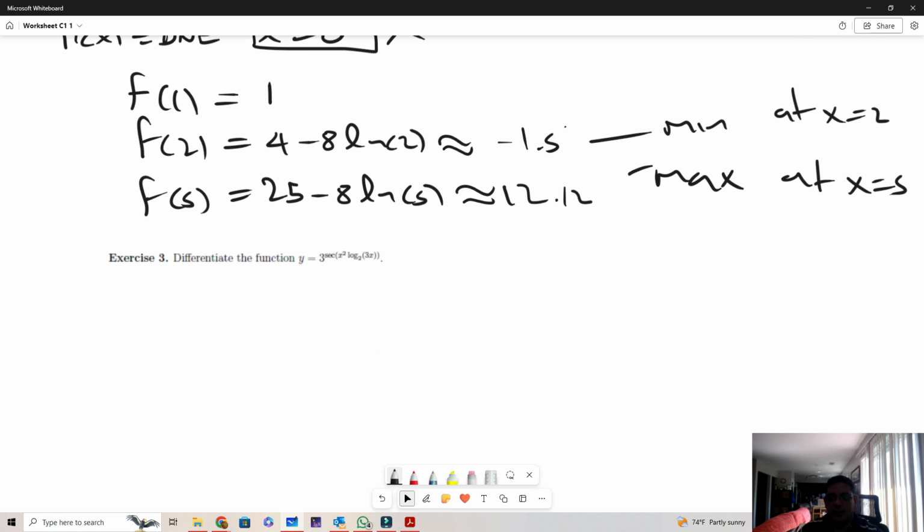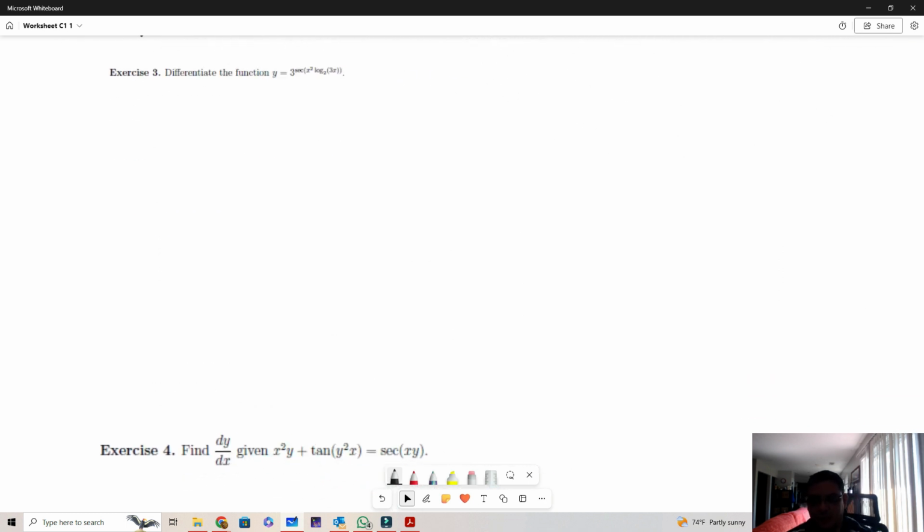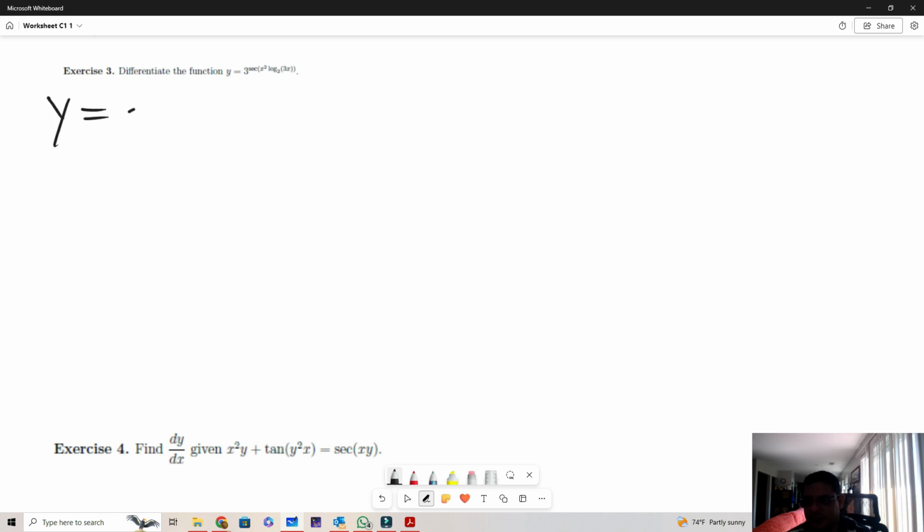All right. So now exercise number 3 is a very complicated chain rule. It has a lot of different compositions inside. So the best way that you can approach this is first establish this as two functions composed. So you get y equals 3 to the g of x, right? And so if we do that, then y prime is equal to 3 to the g of x times g prime of x. But then who's g of x?